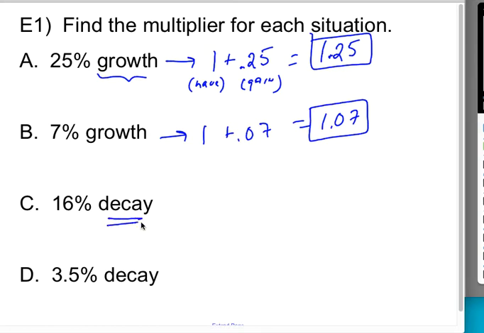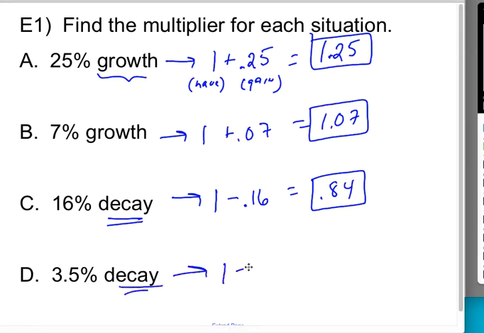Now this one's decay, so that's going to be the amount I have, 100%, minus the 0.16, so I'm going to get a 0.84 as my multiplier. And 3.5% decay means that I'm going to have the 1 minus 0.035, which should be a 0.965. And that's how my decay works.